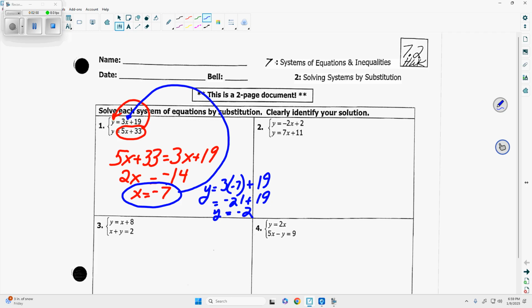Okay, next one. Let's do this. Every y becomes a 2x. So I'm going to put it right there. So it's going to be 5x minus 2x equals 9. So 3x equals 9, x equals 3. But wait, there's more. I'm going to take that and I'll put it right there. So then y equals 2 times 3, which is 6. Yay. Okay. Got that? I bet you do.